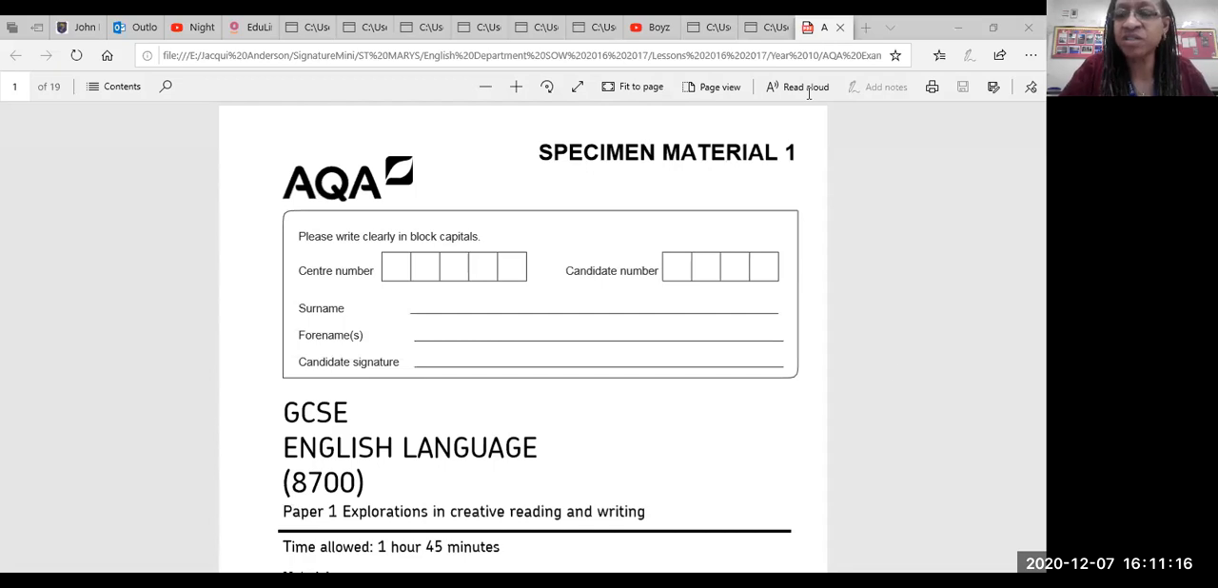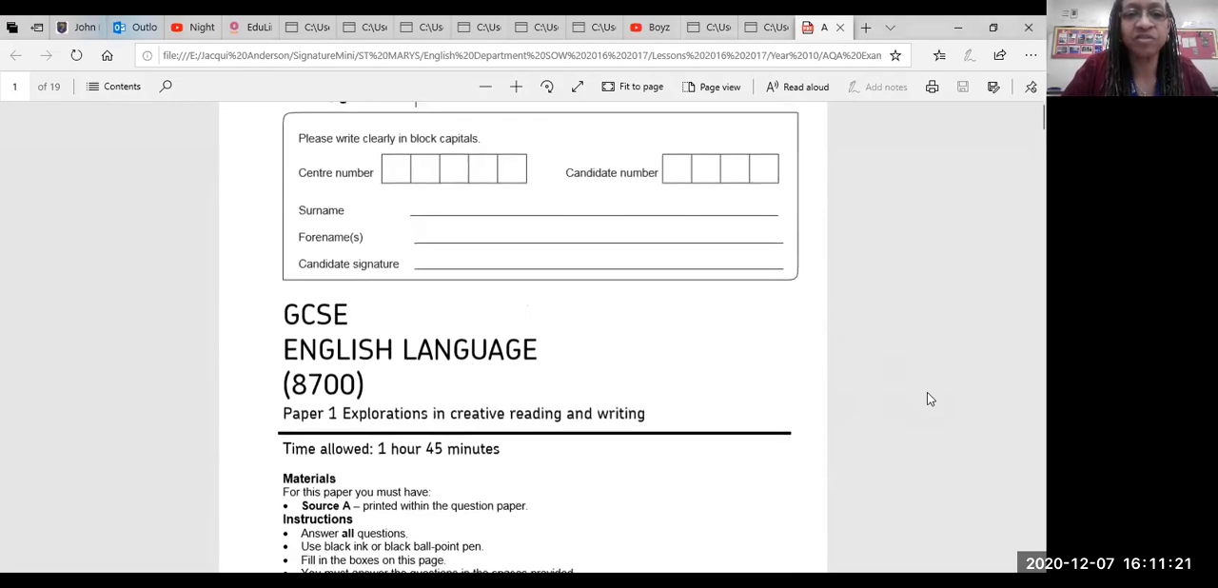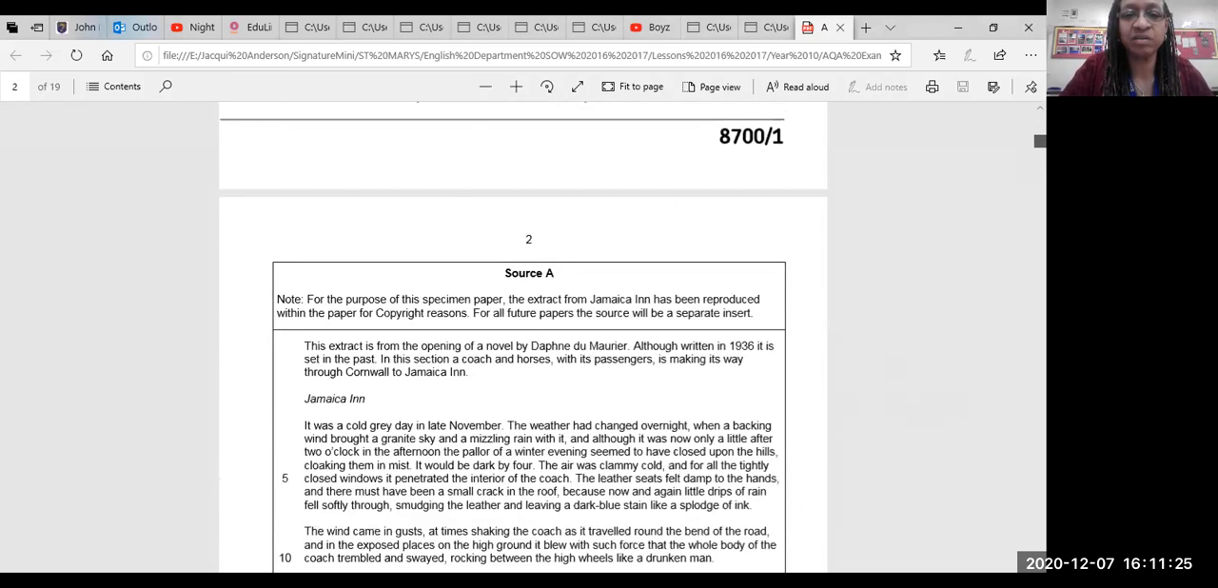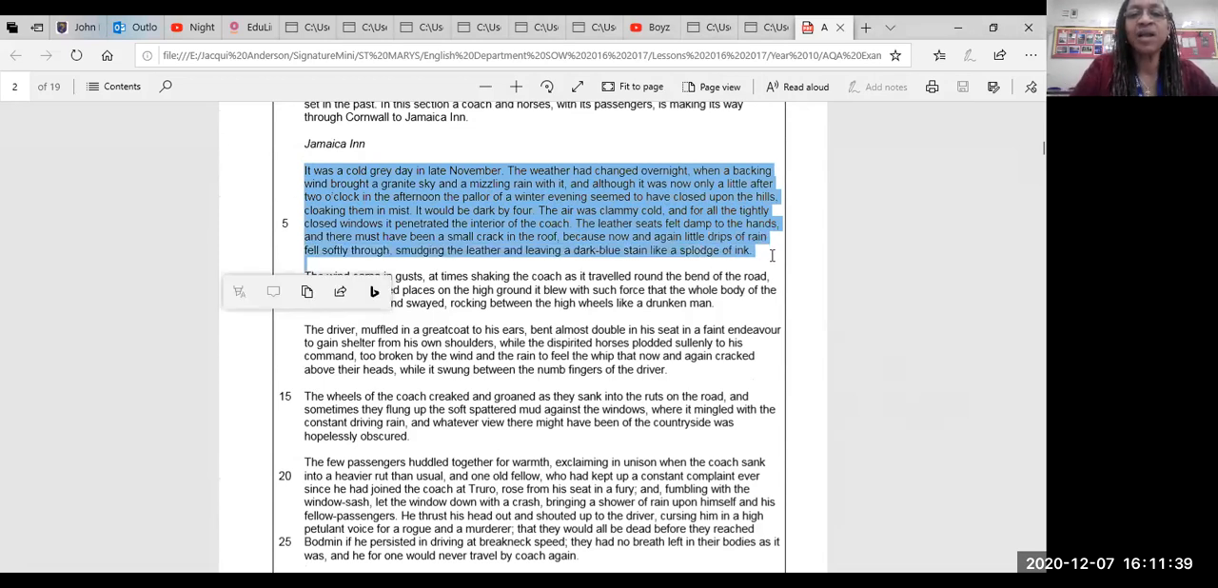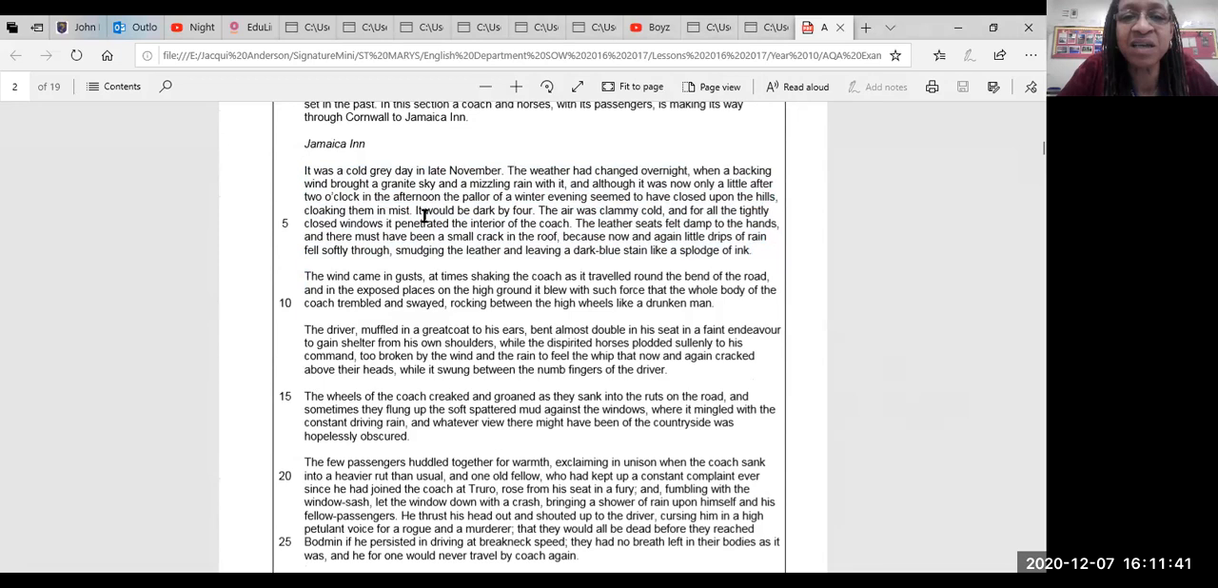Right, so I've switched the screen back to the extract. Let me see if I can move this down. Okay. Right, so we are looking here, lines 1 to 7. Basically you're looking at the first paragraph. You need to use your highlighting pen. This will make it easier and simpler for you to find the information.